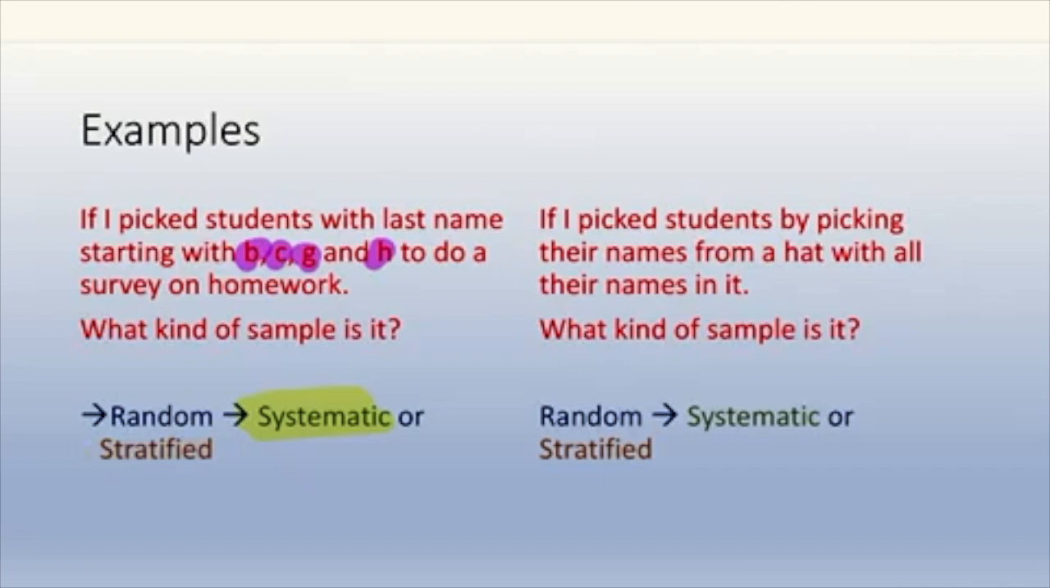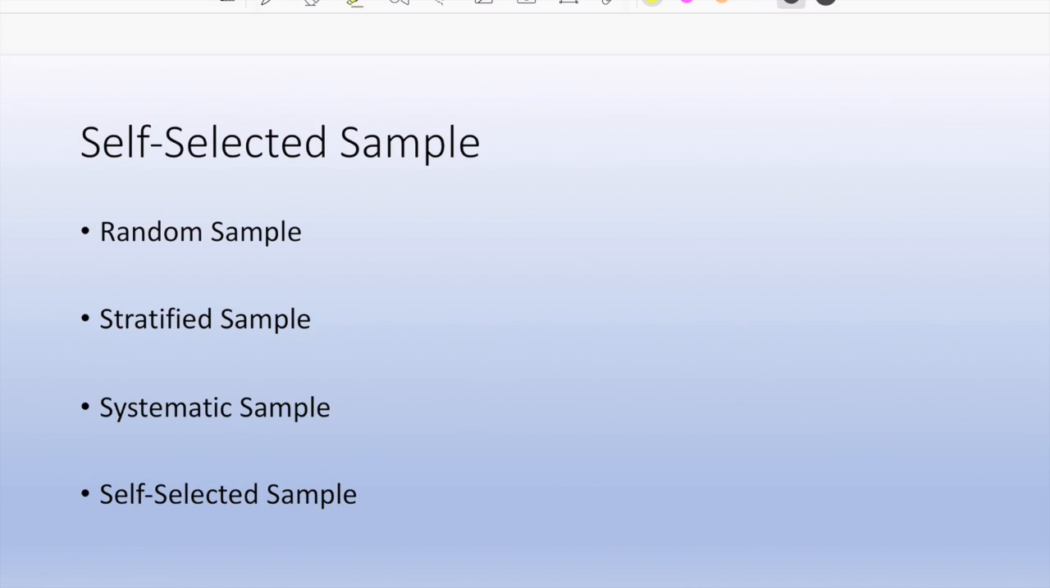All right, same question. If I pick students by picking their names from a hat with all the names in it, well, I talked about this. What kind of sample is it? It's random. It's just luck of the draw, and let's see how we go. So we've learned about random samples, stratified samples, and systematic samples.